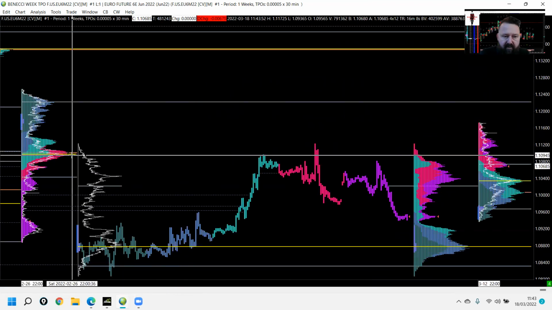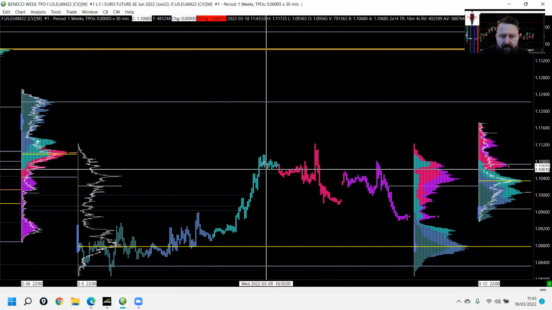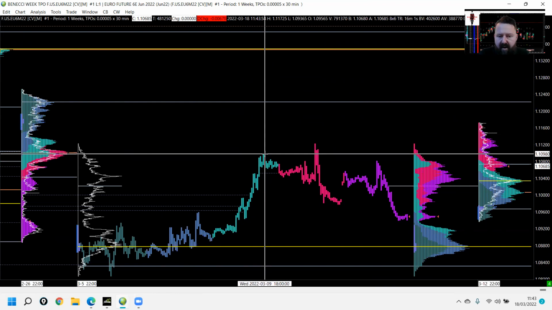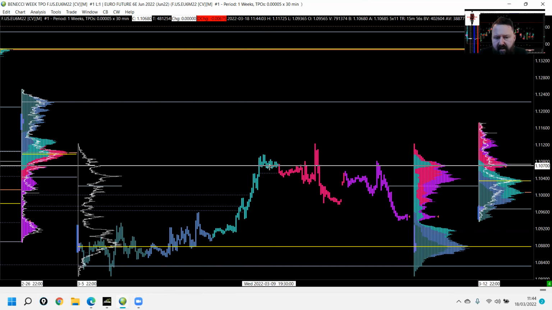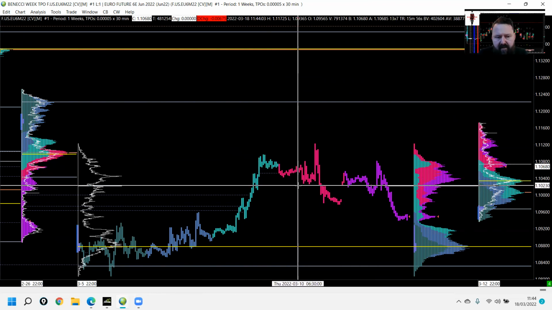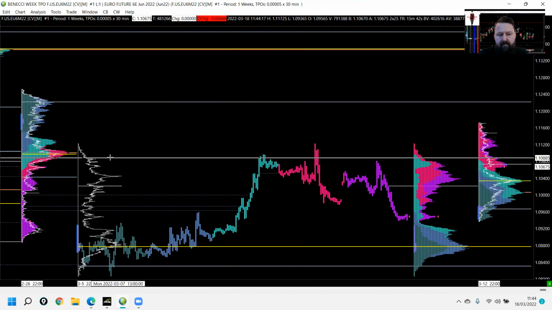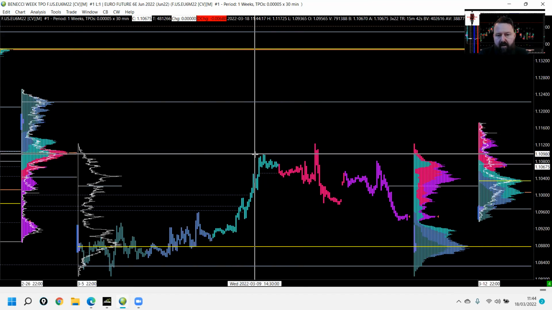Right, so there's the point of control. We auctioned up, got a rejection at the point of control here, you see, and we came down. So what's that? 1098. We come down to about here before we found a reversal. So what's that? 1023. So 25, 35, 45, 55, 65, 75, 85, 95. It's about 50 odd pips. So we could have got a 50 odd pip reversal from the point of control here.